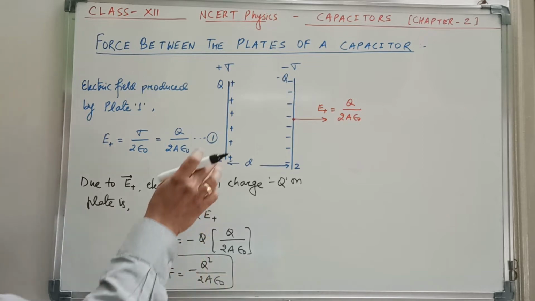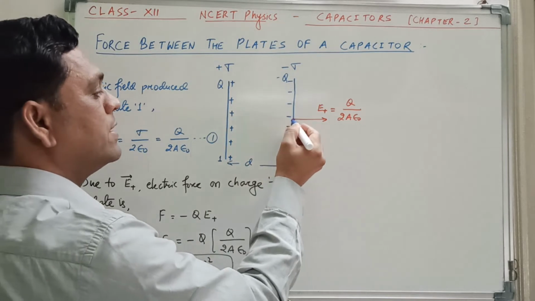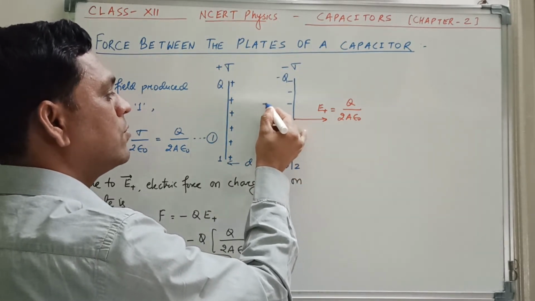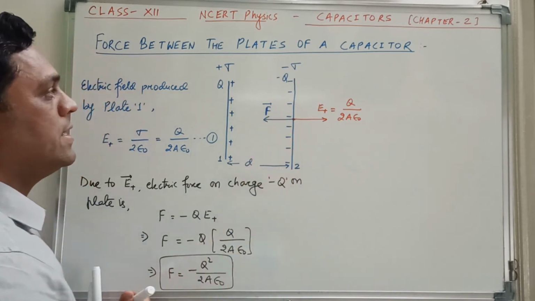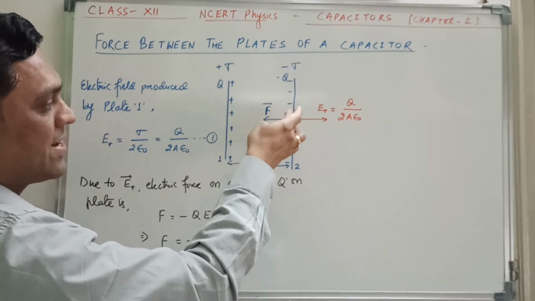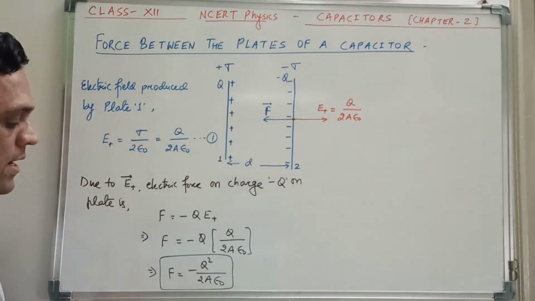The direction of the force, since it is a negative sign here, the direction of the force exerted on this plate will be towards this direction. This will be the direction of the force. So the nature of the force is, due to the electric field produced by the first plate, this will attract this plate towards it only. Correct? So this will be an attractive force acting on this plate.